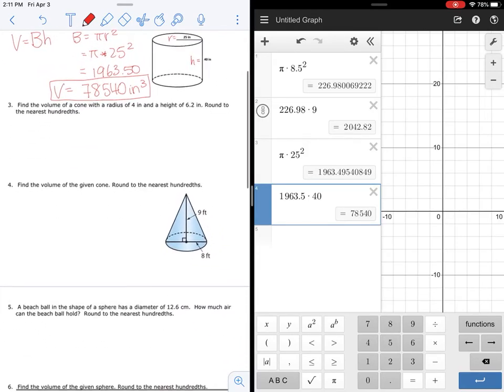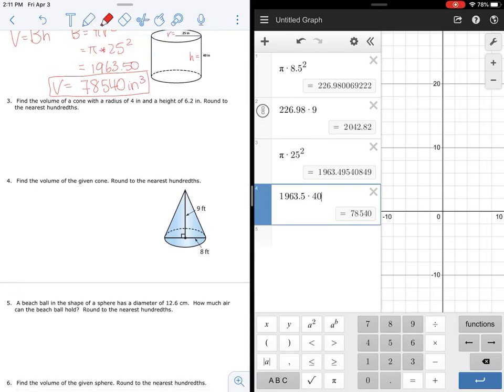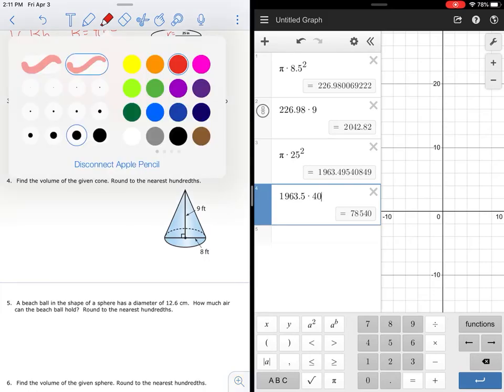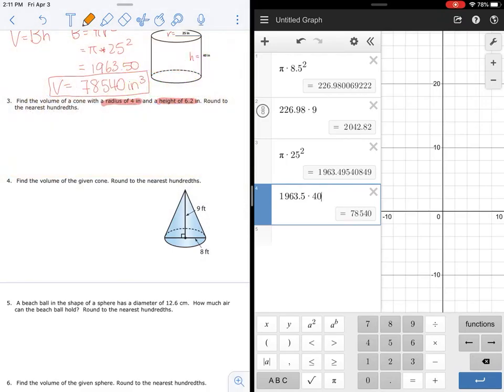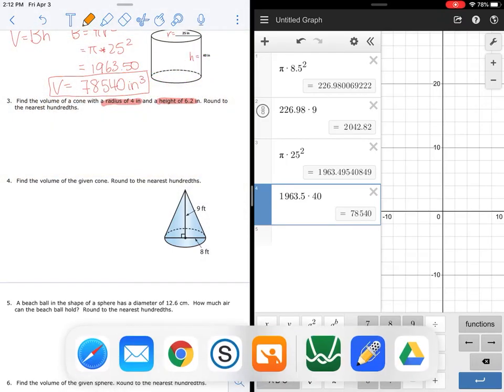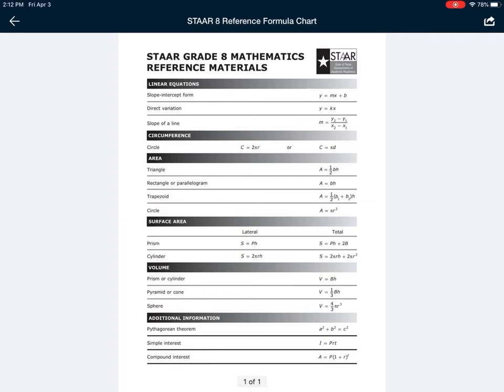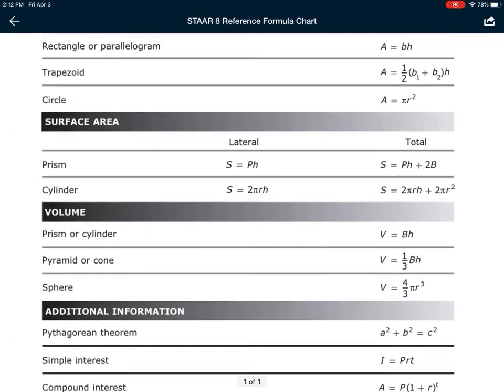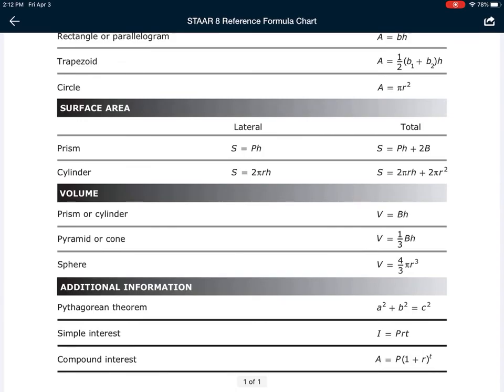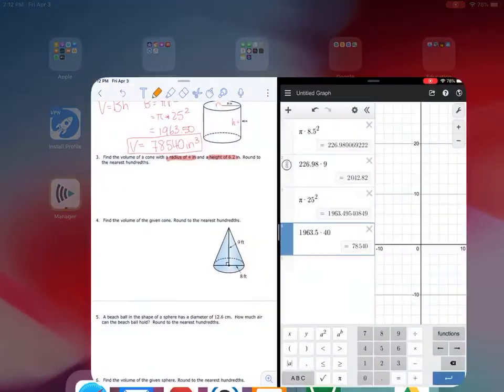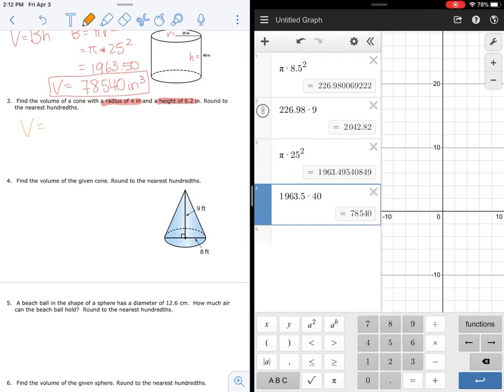Number 3, find the volume of a cone with a radius of 4 inches and a height of 6.2 inches. So now round to the nearest hundredths as well. Now we have a cone. So when we have a cone, I'm going to go back to our STAR chart real quick. It says that the volume of a cone is going to be 1/3 times big B times H. So when we have that going on, we just have to understand that it's 1/3 of the volume of a cylinder. So I'm going to do the same thing that I did for the cylinders.